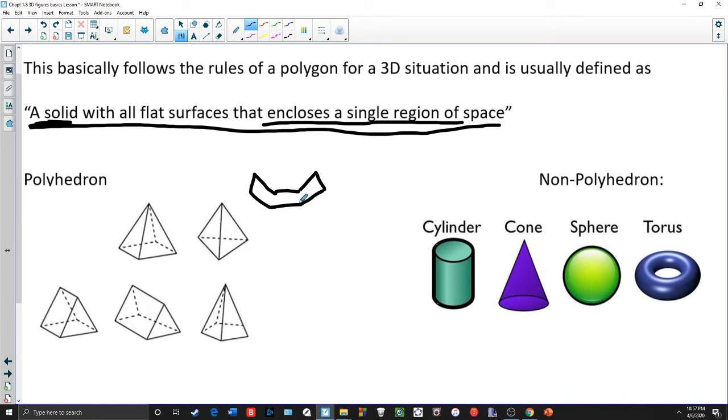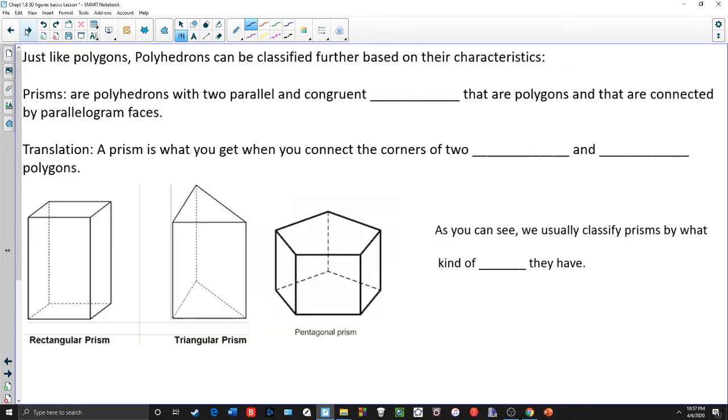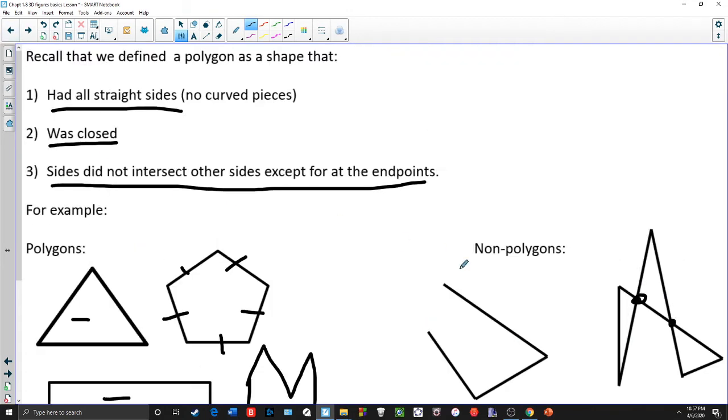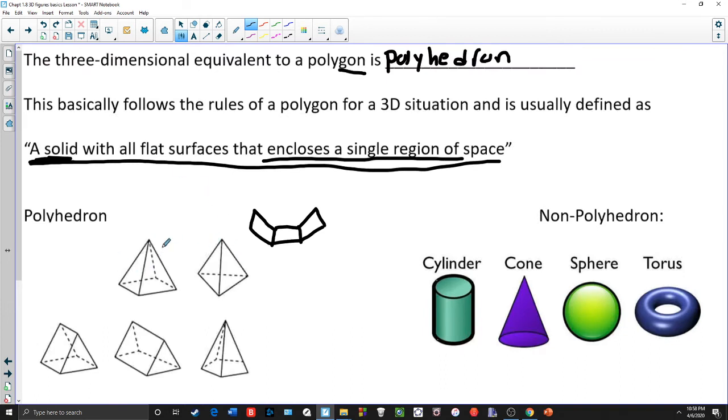So kind of think like a box that's been cut open. This would not be a polyhedron because even though it might be a 3D shape, it doesn't enclose a certain space. It's open to the outside. That's kind of the same issue that this had here, that it was an open space rather than a closed space. So polyhedrons need to do the same thing. They need to kind of close in on each other where they're not left open to the open air, essentially.